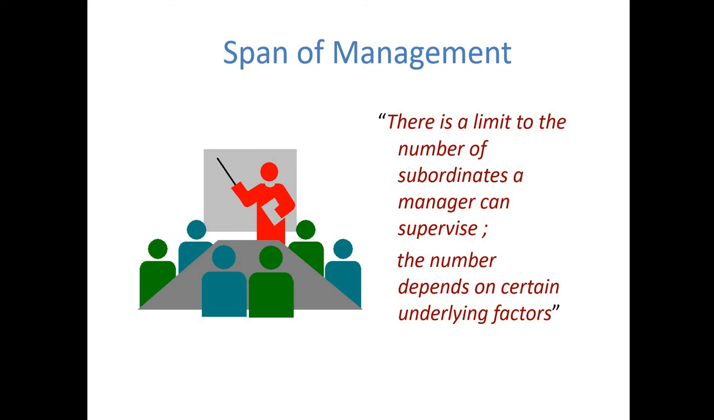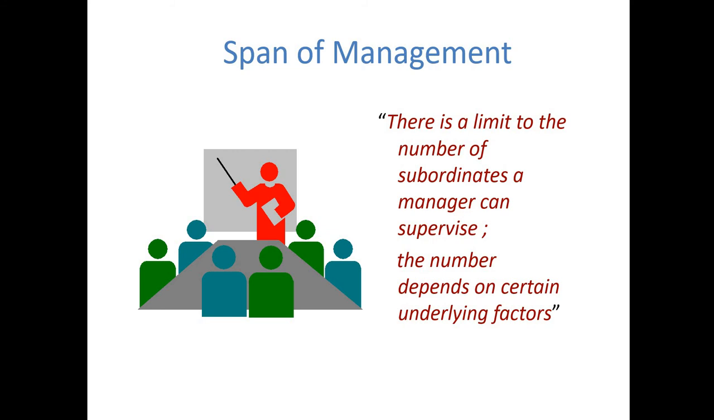Next, we come to another term which is called span of management. The span of management is the number of people whom you are supervising. And it is believed that there is a limit to the number of subordinates a manager can supervise, and this number depends on certain underlying factors. So in the diagram that we had just created, the general manager has 3 DGMs who report to him, which means that his span of management is 3.